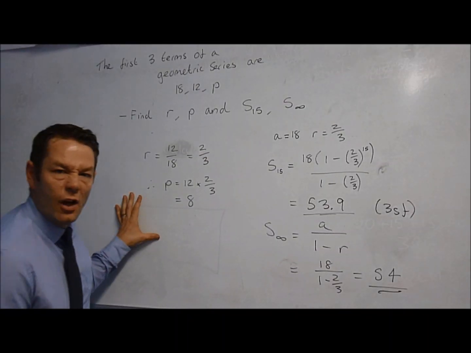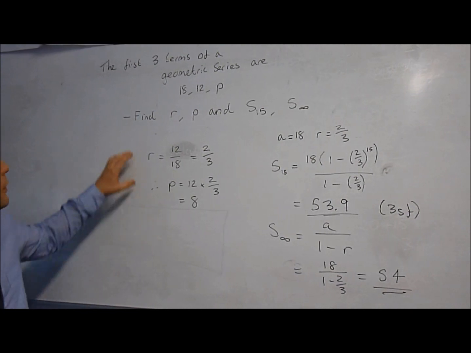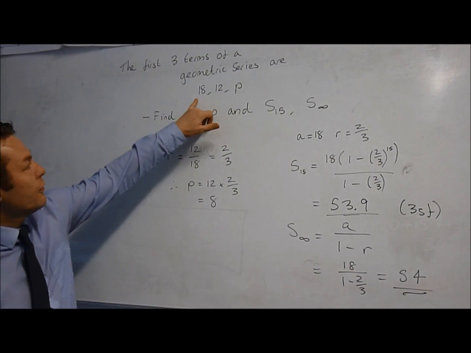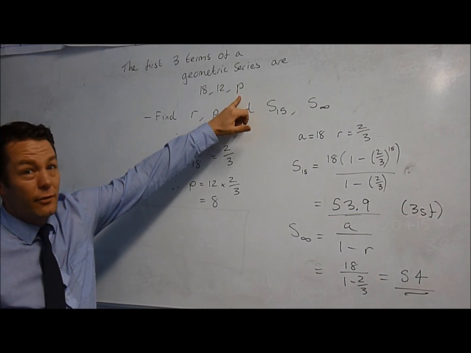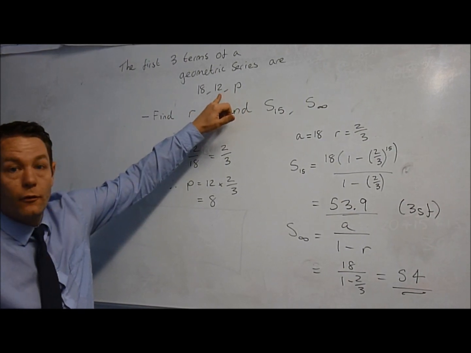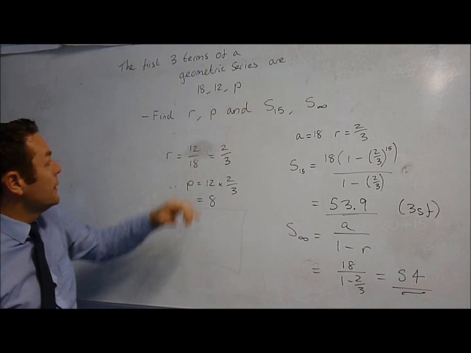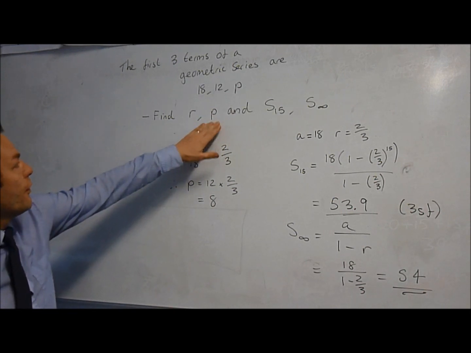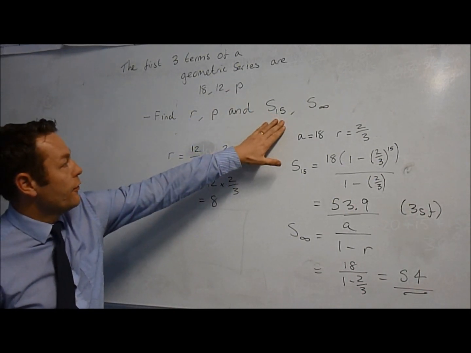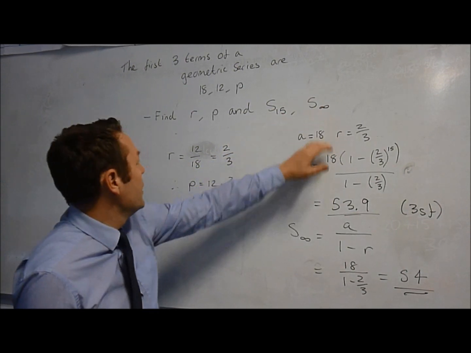Right, just a quick example just to show you the type of thing you could be up against. Relatively straightforward. First 3 terms of a geometric series are 18, 12 and p. Now straight away you need to realise that to get from 18 to 12 is the same ratio as to get 12 to p. Now what they want us to find, they want us to find R, this common ratio, they want us to find the value of p, they want to find the sum of the first 15 terms and the sum to infinity. I'll come to that in a minute.